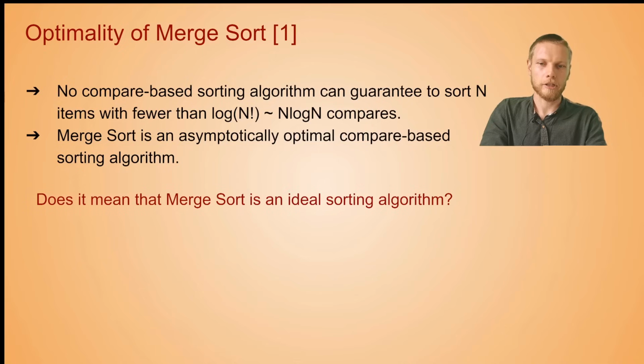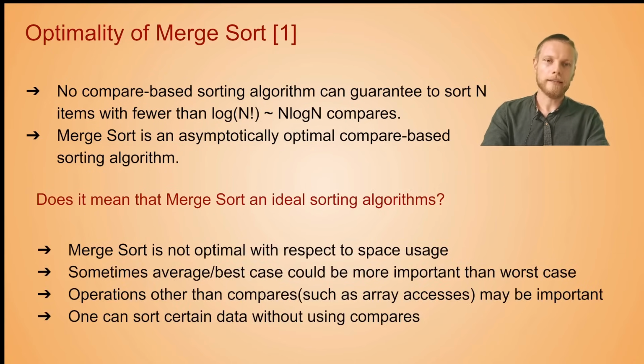So here comes a logical question: does it mean that merge sort is an ideal sorting algorithm? Because it's proven that it's not possible to achieve fewer comparisons than merge sort does. And the answer is no, for several reasons. First, merge sort is not optimal with respect to space usage because it requires O of n extra space to run the sorting. Also, sometimes the average and best case could be more important than the worst case in some applications. Operations other than compares, such as array accesses, may be important too, and also one can sort certain data without using compares at all.